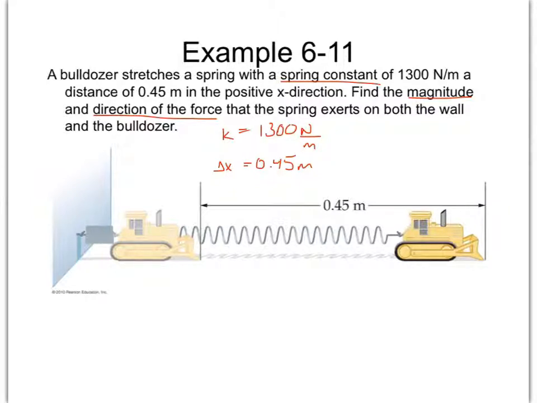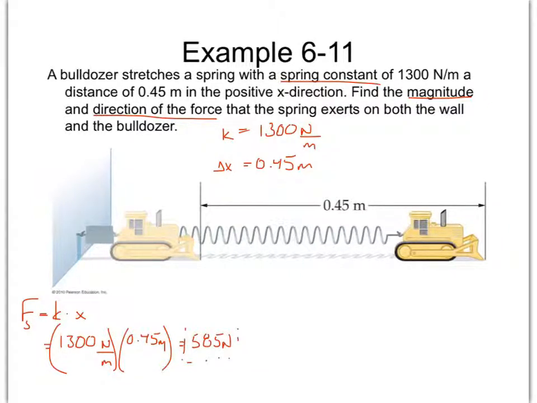So let's find out what that force is. Let's find out the magnitude first of all. The spring force, the magnitude. Hooke's law says that it's K times X. So that's 1,300 newtons per meter times how many meters? 0.45 meters. Meters cancels out. We're going to have a value left in newtons, and that's going to be 585 newtons. Let's dotted line box that right there.